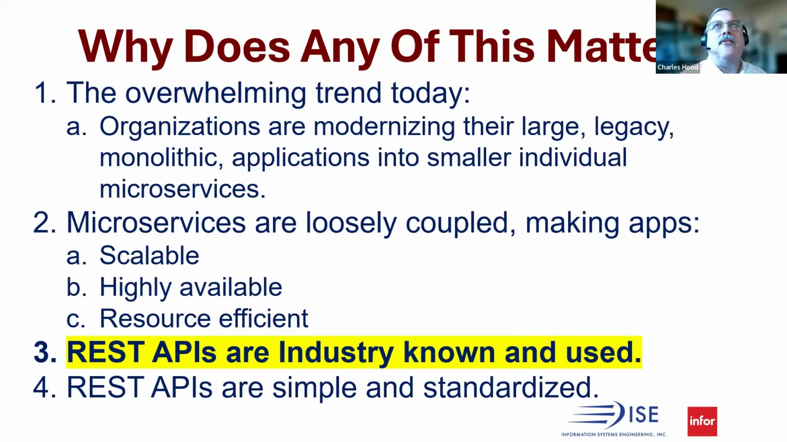Okay, so why does any of this matter? The overwhelming trend today, and I should emphasize overwhelming, is that organizations are modernizing their large legacy monolithic applications into smaller individual microservices. That's the way of the world. And I know our Compass team, as MJ I'm sure can attest, is doing a great job of bringing our IBM i ERPs into this type of model. They're laying some great groundwork, and I know we'll see the fruits of their labors in the coming years.